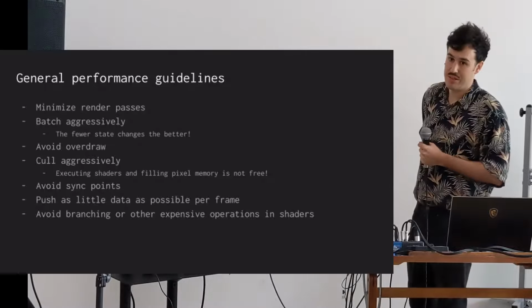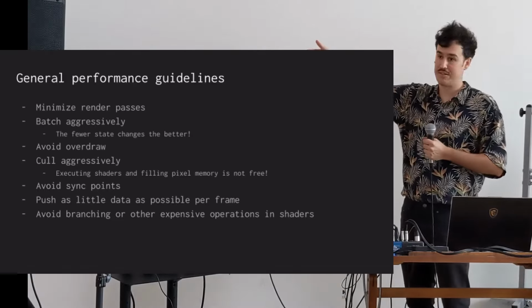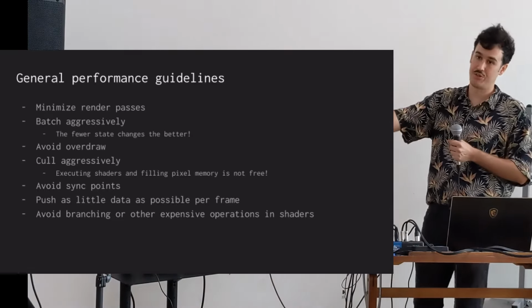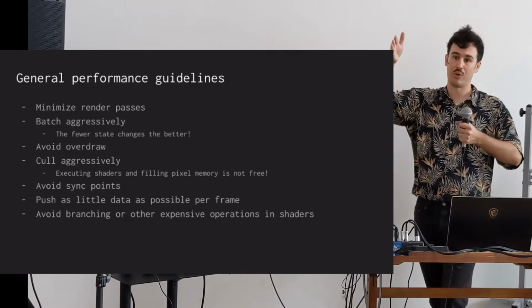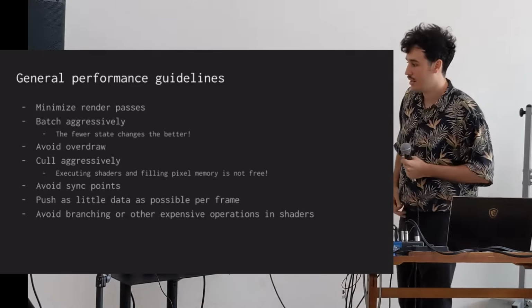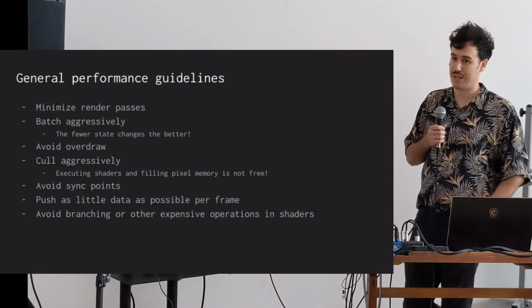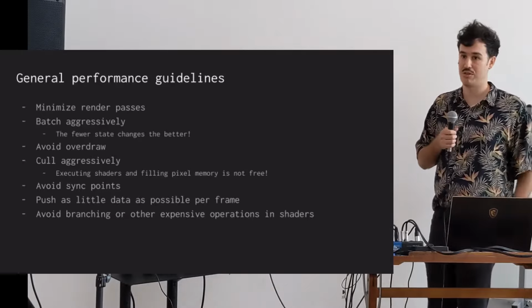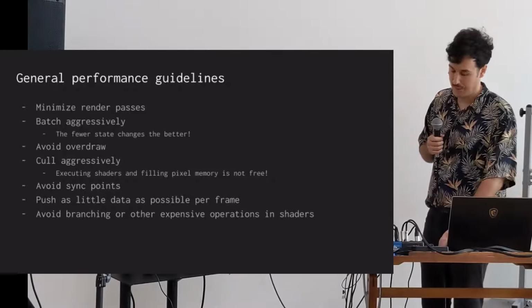Avoid synchronization points. Remember, the CPU and the GPU are on completely different timelines. You don't want the CPU to ever have to wait for the GPU to do something. You don't want the GPU to ever have to wait for the CPU to do something. Make sure that they are running correctly in parallel. And then in shaders, you can avoid branching or other expensive operations like long loops or things like that. Don't do that in shaders. The faster the shader runs, the faster your frame outputs.